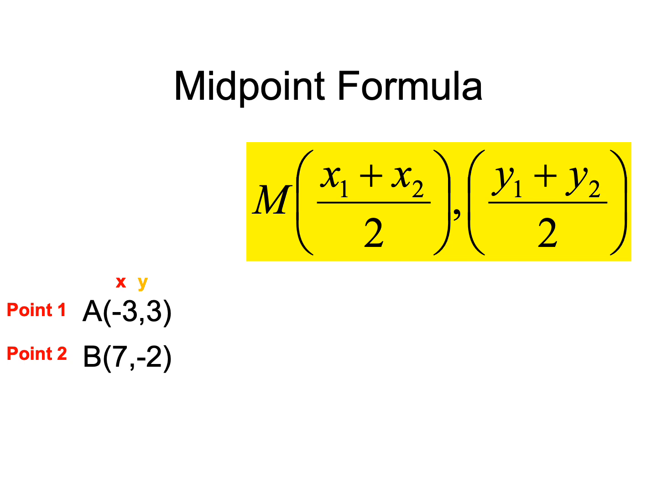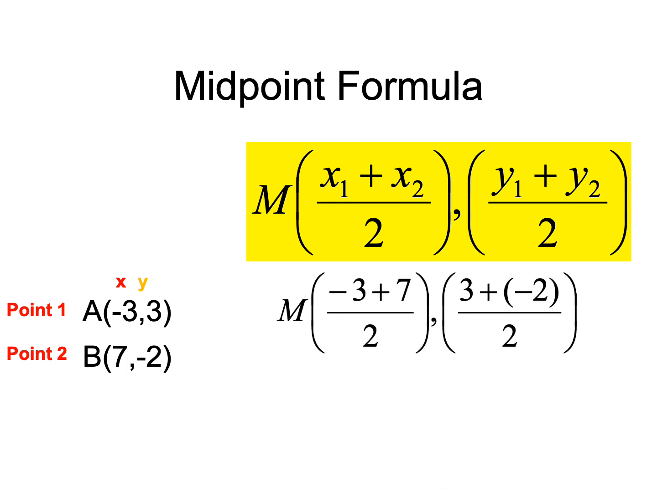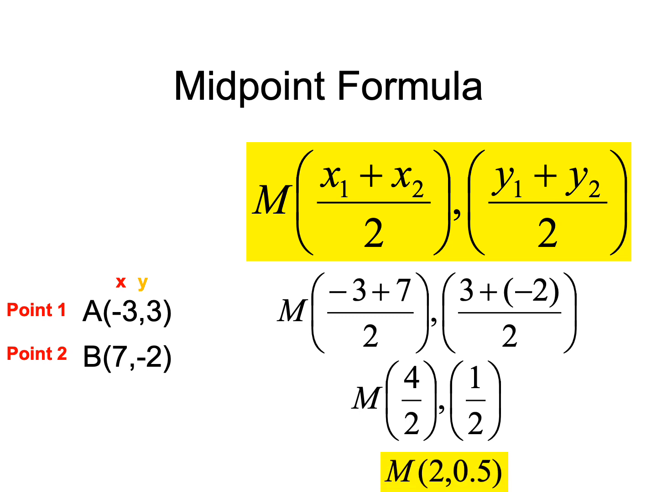All right, I'm just going to do exactly what the formula says. It says x sub 1, x on point 1 is negative 3, plus x of 2 is 7, so negative 3 plus 7. Y sub 1 is 3, and y sub 2 is negative 2. So 3 plus negative 2, right? Let's see. Negative 3 plus 7 would be 4, and 3 plus a negative 2 would be 1. Okay? 4 divided by 2 is 2, and a half is still 0.5. So I get 2 comma 0.5.